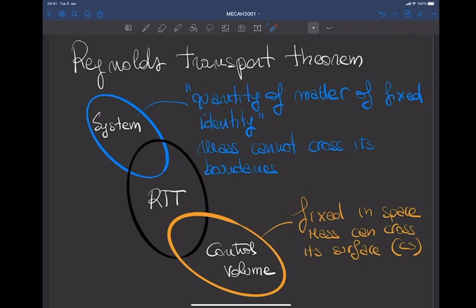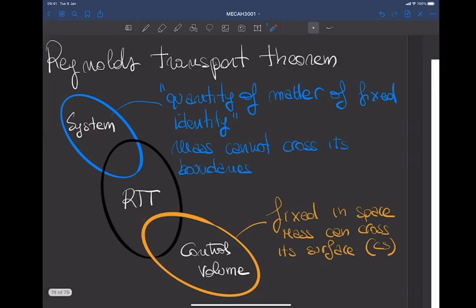You probably realize that this is similar in a way to the relationship between a Lagrangian view of a system, the person in the boat that measures the concentration of a pollutant in time while moving with the boat, and the person standing on the bridge measuring the variation in time. So there is a link between the RTT and the material derivative that we will discuss in the end.